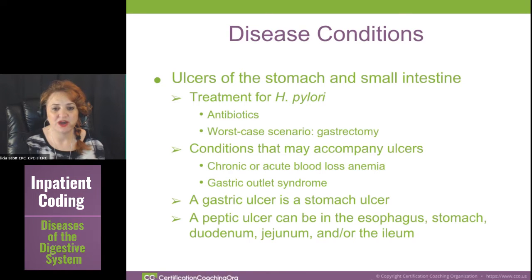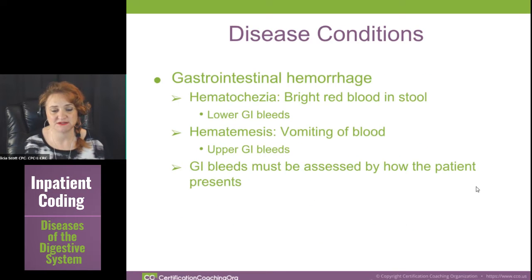If you have a gastric ulcer, it's actually in the stomach. If you have a peptic ulcer, that can be in the esophagus, stomach, duodenum, jejunum, or the ileum. So a gastric ulcer is always in the stomach. Gastric means stomach, but a peptic ulcer can be anywhere in the digestive system.